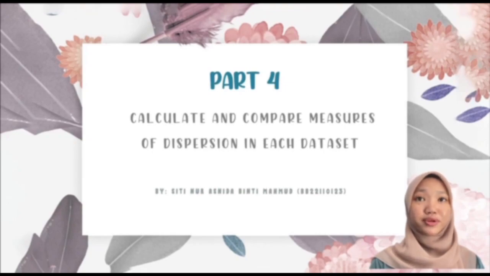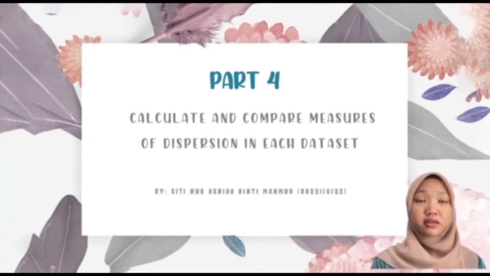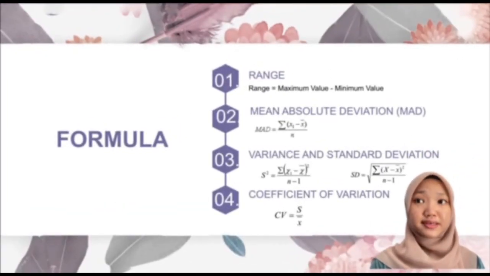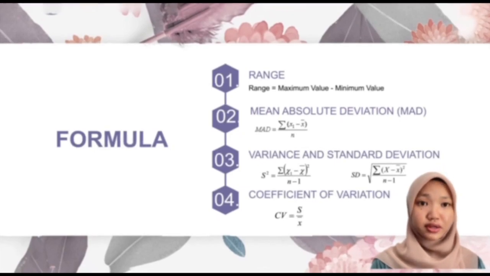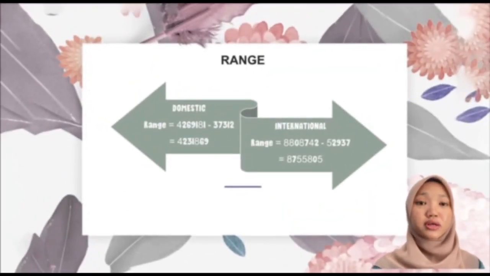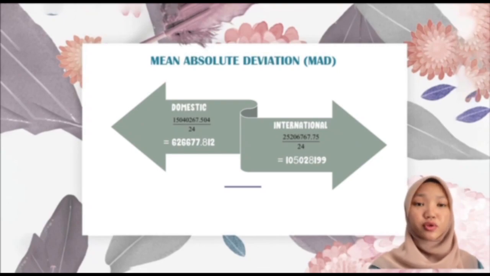So today I want to present my part, which is part 4, measure of dispersion. In this part, you must use these formulas: range, mean absolute deviation (MAD), variance, standard deviation, and the last formula is coefficient of variation. For range, as we know, the formula is maximum value minus minimum value. For range, domestic is 4231869, for international 8755805. For mean absolute deviation, international is higher.